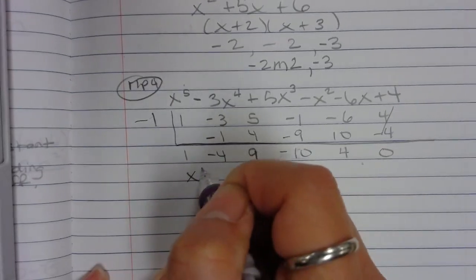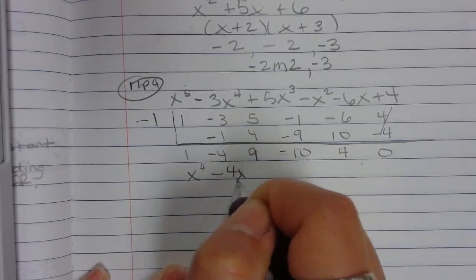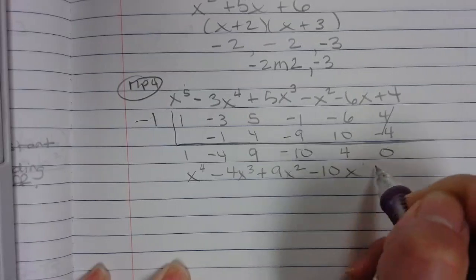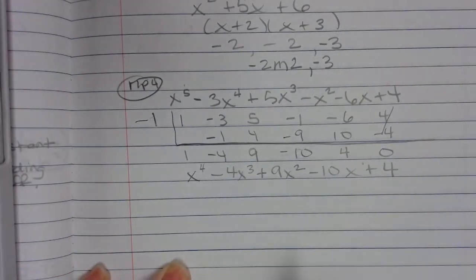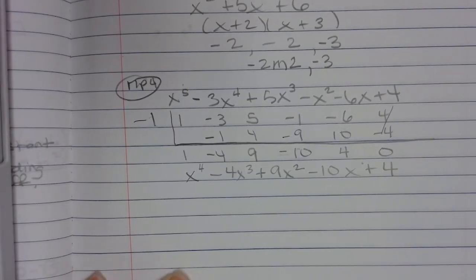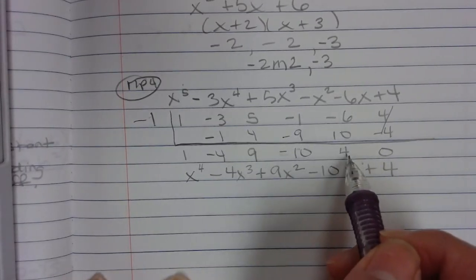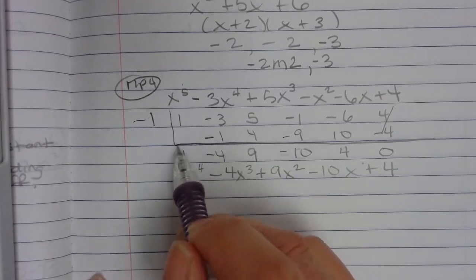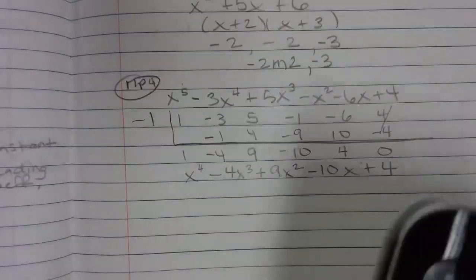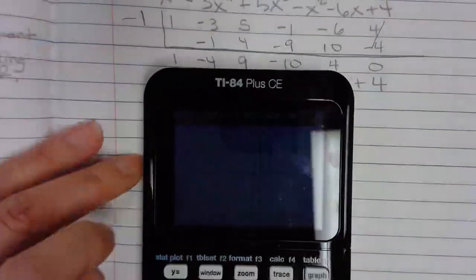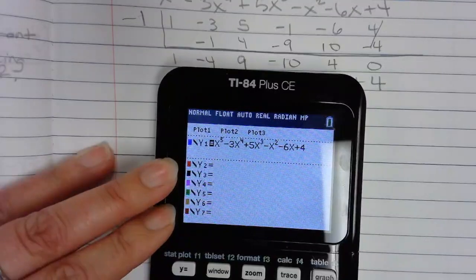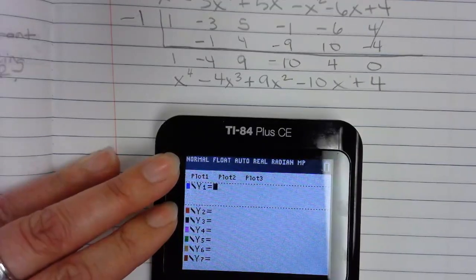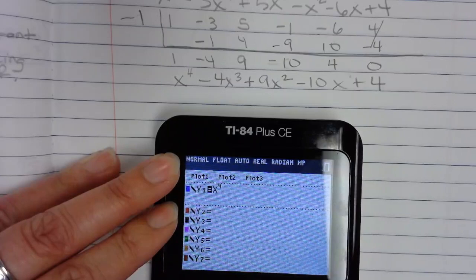What this would look like would be x to the 4th minus 4x cubed plus 9x squared minus 10x plus 4. And if you forget what degree you're in, because maybe you're on a different piece of paper or you just don't remember, you always start here at the end. This is always going to be the constant, so that's x to the 0, x to the 1st, 2nd, 3rd, and 4th. Again, I'm going to use my calculator. Let me plug it in. So now I'm going to plug in my new equation, and we're going to start over. So you're just digging deeper and deeper into the same problem.